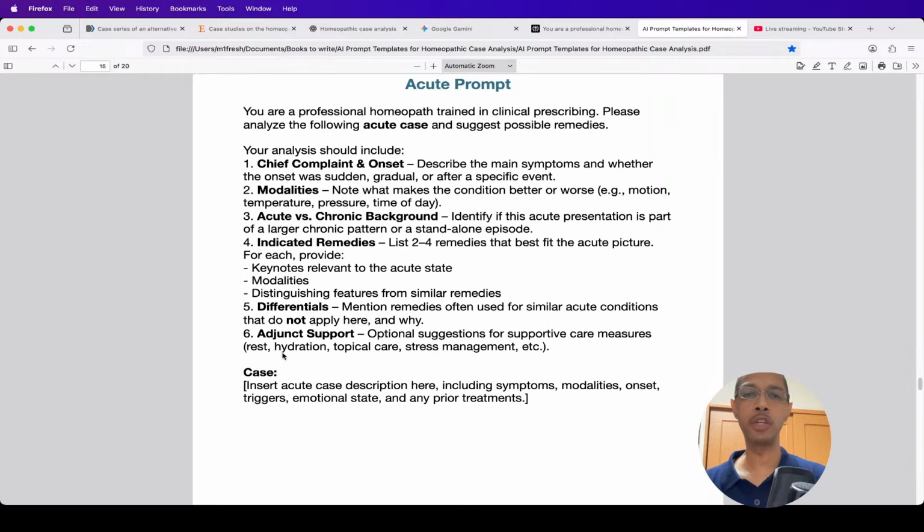Well, let's take a look at the acute prompt. Again, here's the role. You're a professional homeopath trained in clinical prescribing. Please analyze the following acute case and suggest possible remedies. We want the analysis to give the chief complaint and onset. Give modalities. Note what makes the condition better or worse. Acute versus chronic background. Indicated remedies. Give me 2 to 4 remedies and give keynotes, modalities, and distinguishing features from the similar remedies. Give differentials, things that don't apply, and then of course give some adjunct support. That's in the acute prompt.